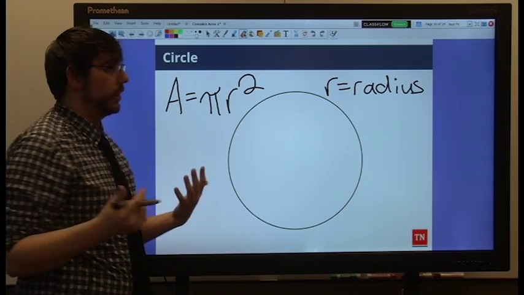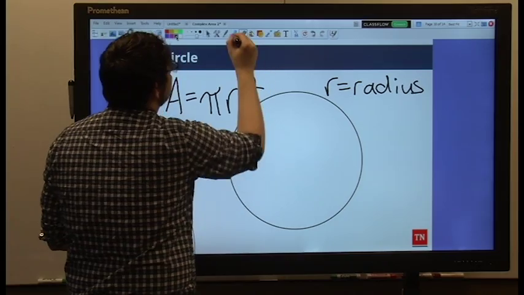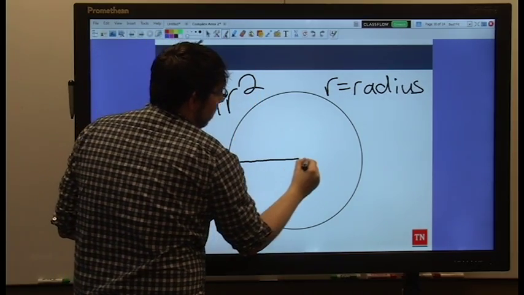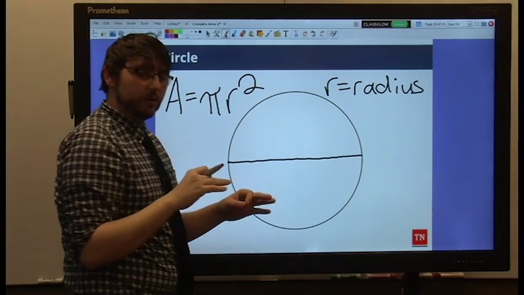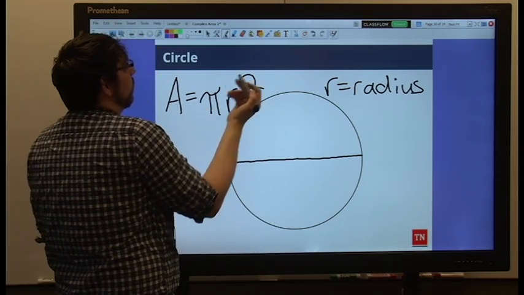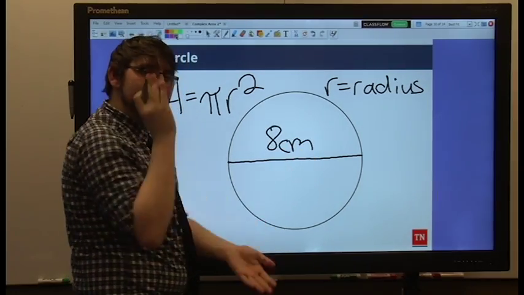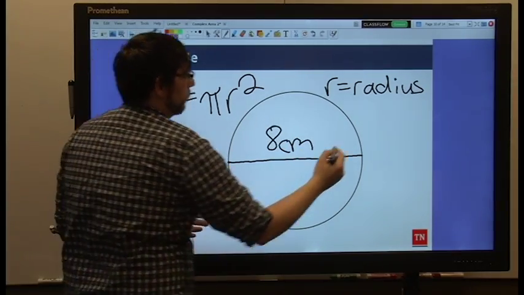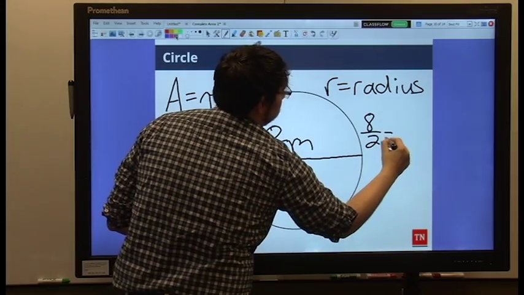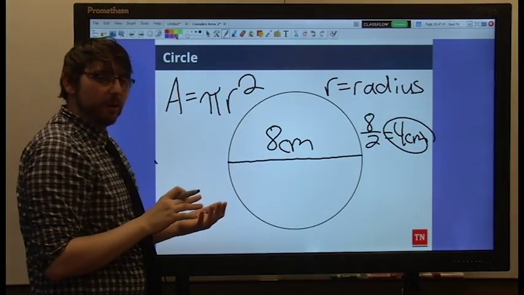So how do you go about doing that? Well, the diameter is a measurement that goes straight through a circle through the center, and radius is half of that. So if they were to give you the diameter, let's say 8 centimeters, you'd have to cut that in half first to get your radius. And then you would know what to plug into your area formula.